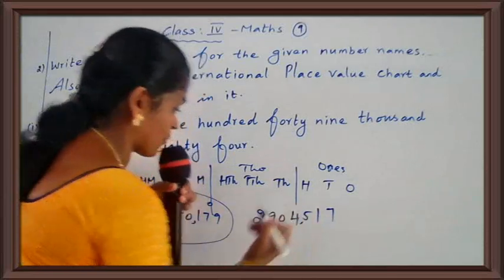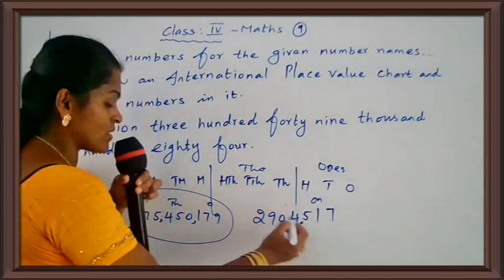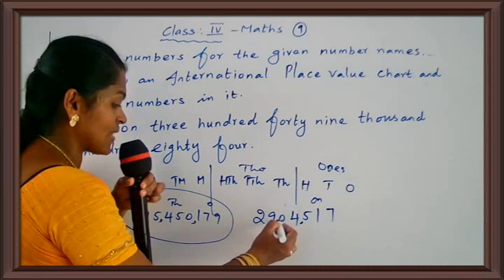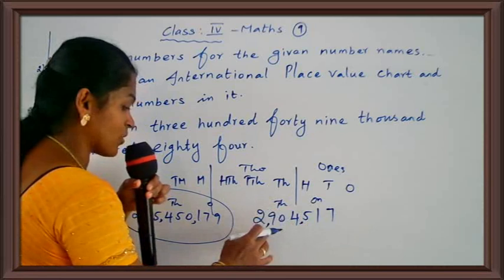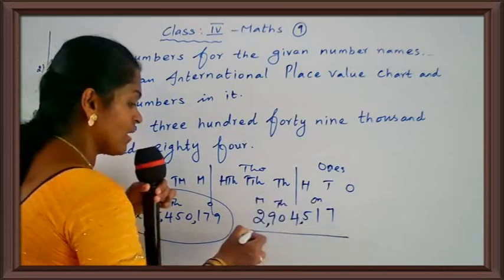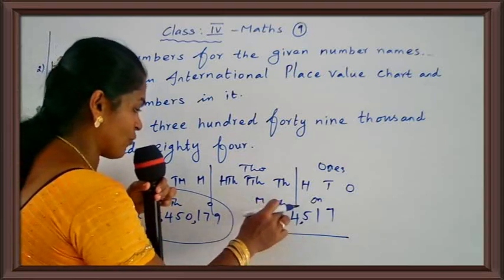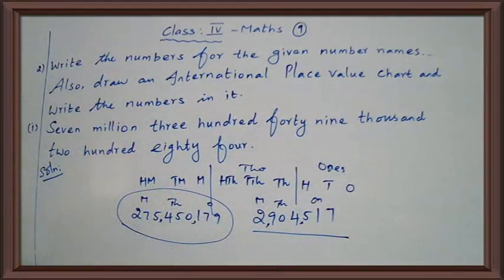Next is the thousands period. This is the ones period. The thousands period again consists of 3 places: thousands, ten thousands, hundred thousands. After the hundred thousands, you put another comma. This is the thousands period, and this is the million period. Now you read this number: 2,904,517. Okay children, do you understand?